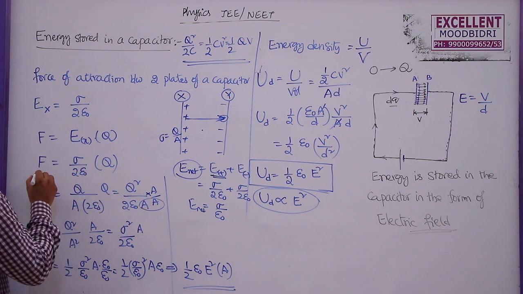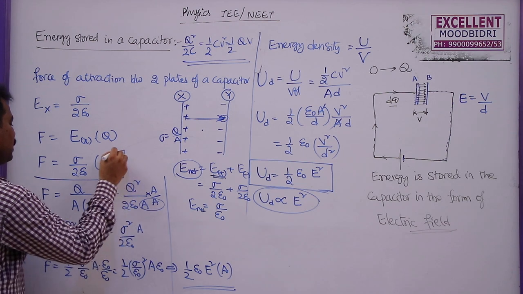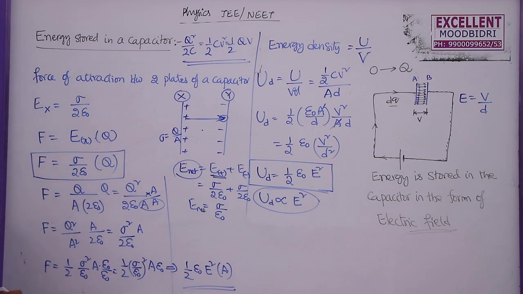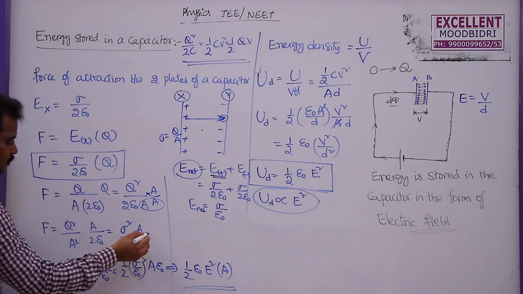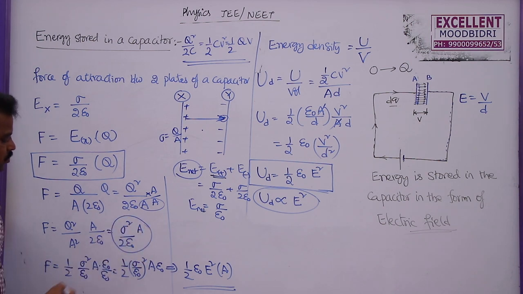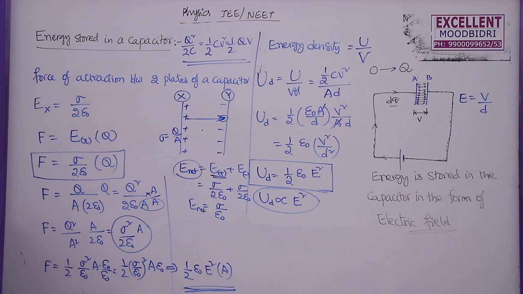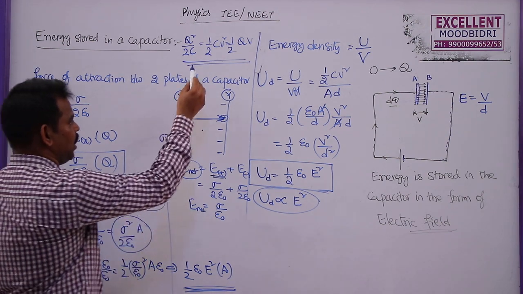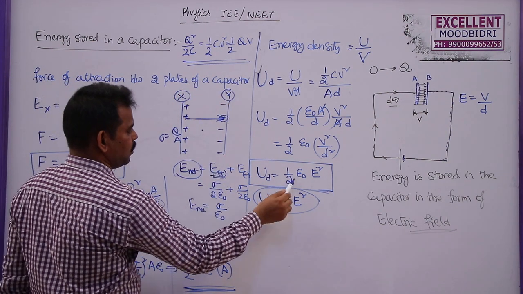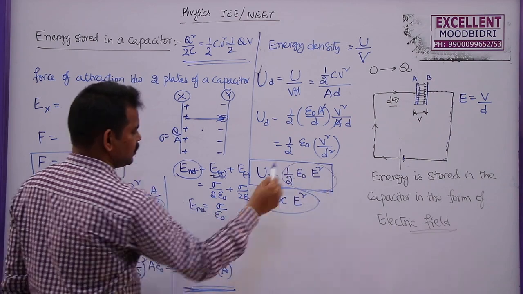The first one being F is equal to sigma by 2 epsilon into Q. The second one is sigma square A by 2 epsilon naught, or half into epsilon naught E square into A. You can see half into epsilon naught E square is equal to energy density.